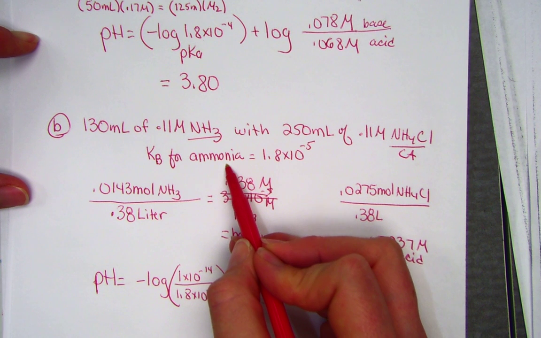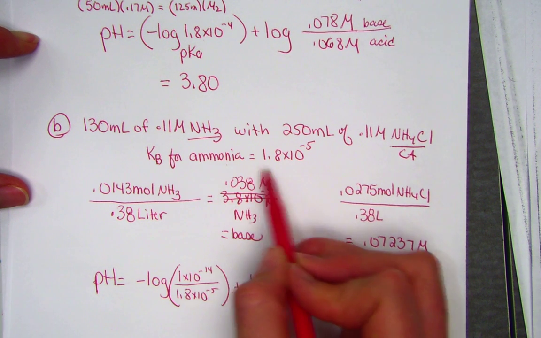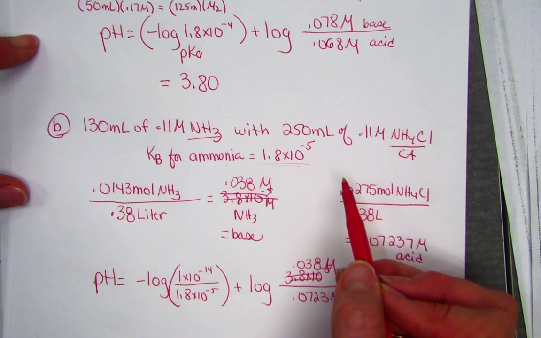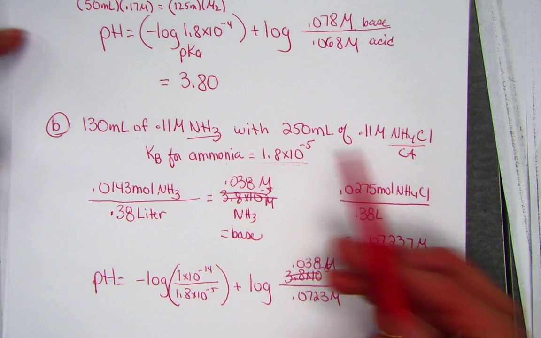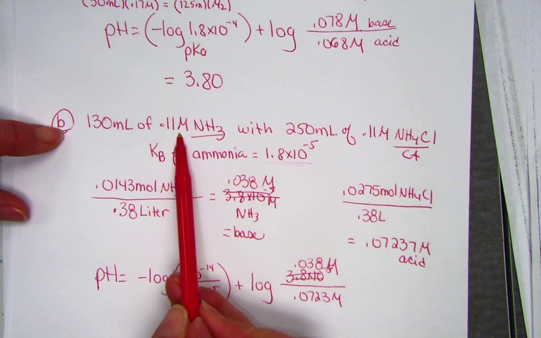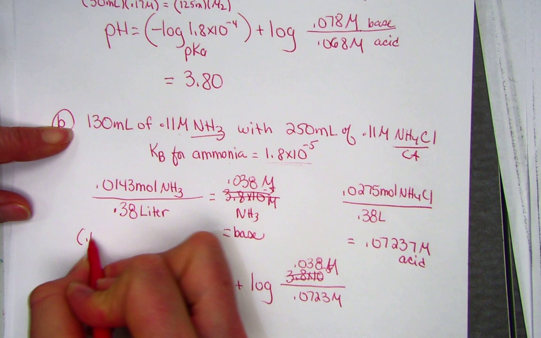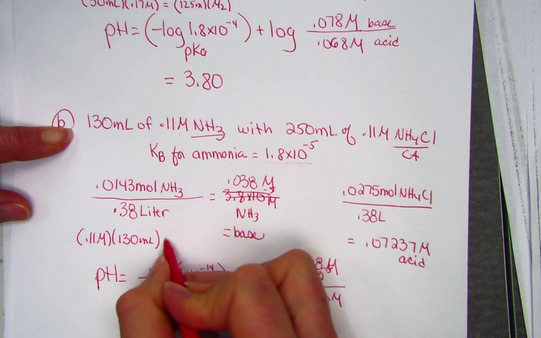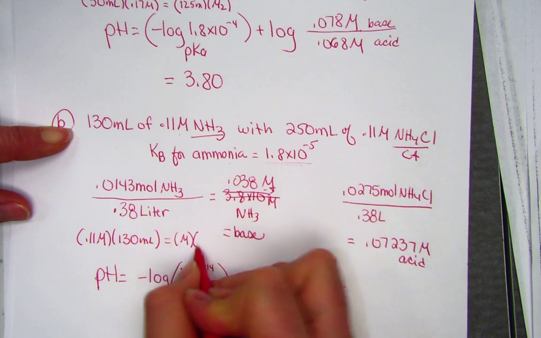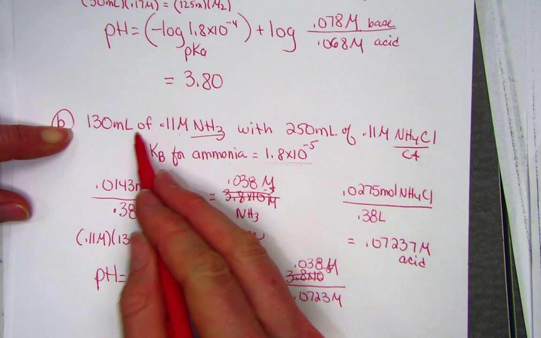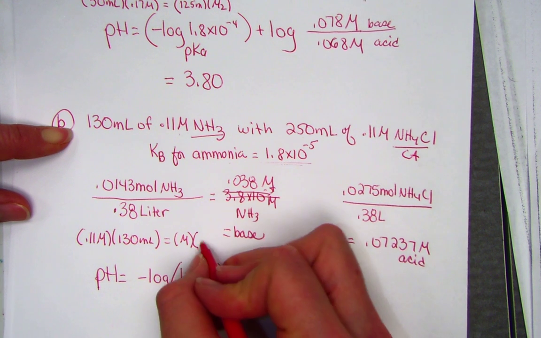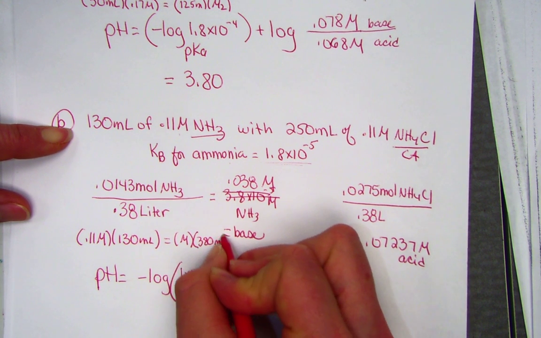Since ammonia is a base, it has a Kb value. Again, not provided, so I had to look it up. 1.8 times 10 to the -5th, provided for us in our textbook. A dilution problem. The original molarity, 0.11 molar, in the original volume of 130 mils, what would be the new molarity in a new combined volume, 130 plus 250? That new combined volume is 380 milliliters.